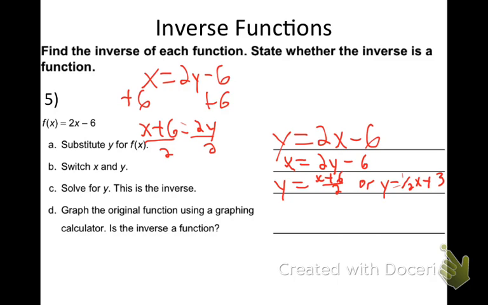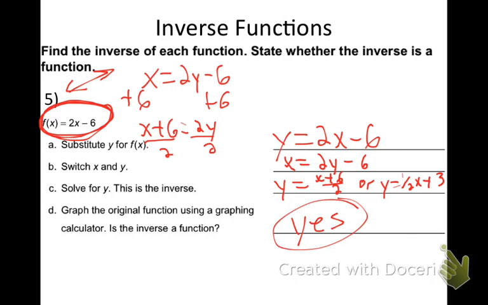It says to graph the original function using a graphing calculator and decide if the inverse is a function. Well, we don't have to graph it. Let's look at it. What type of graph would this get us? This would get us a line graph. Would a line graph pass the horizontal line test? Good. Is the inverse a function then? Yes, it is. Nice job.